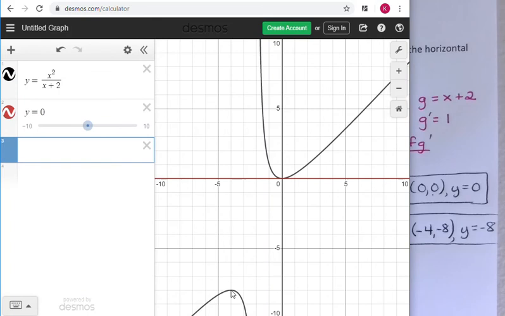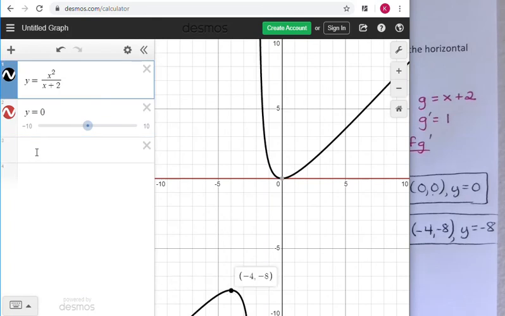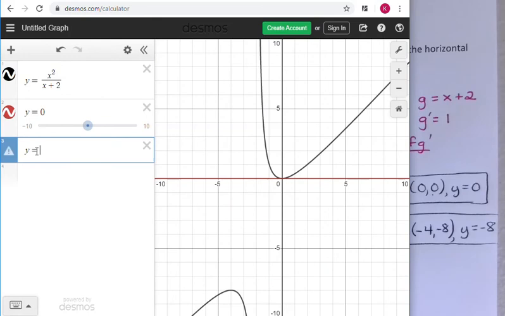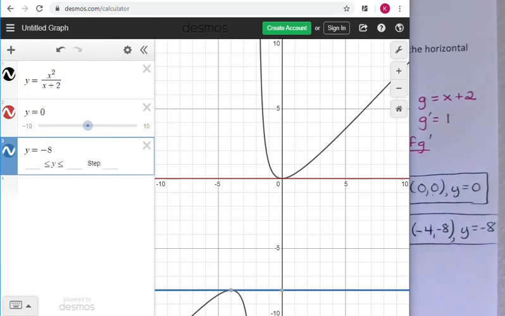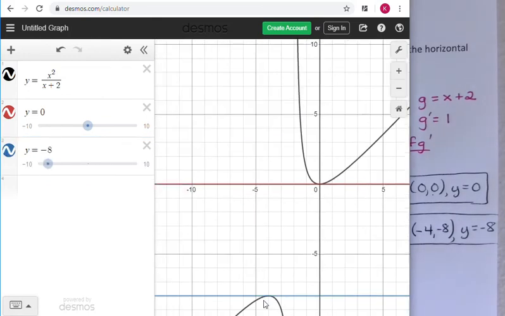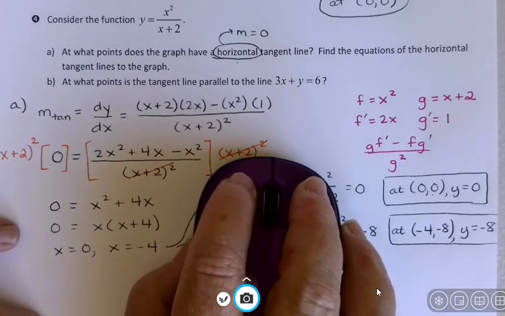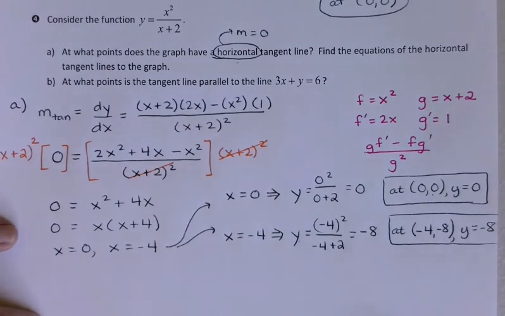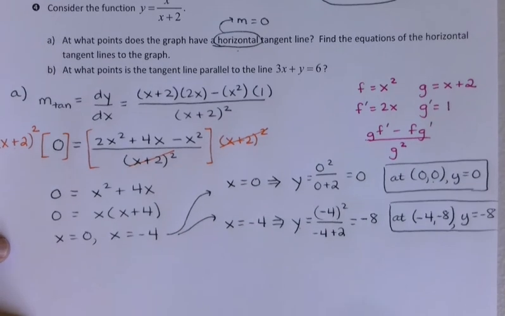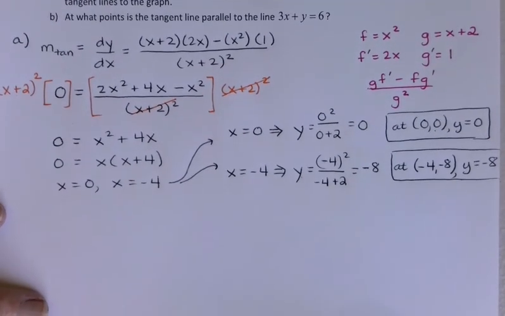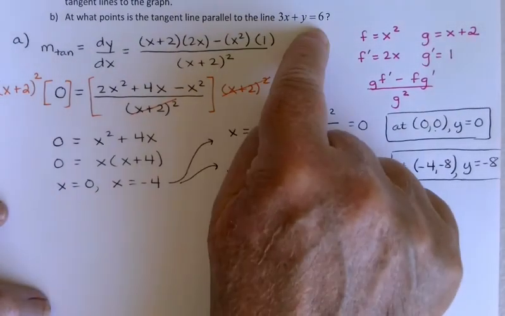And then down here at 4, negative 8, if I were to graph y is equal to negative 8, there we also have that horizontal tangent line showing. So it seems like we found the right ones. All right, part B of this problem said, at what points is the tangent line parallel to this line?